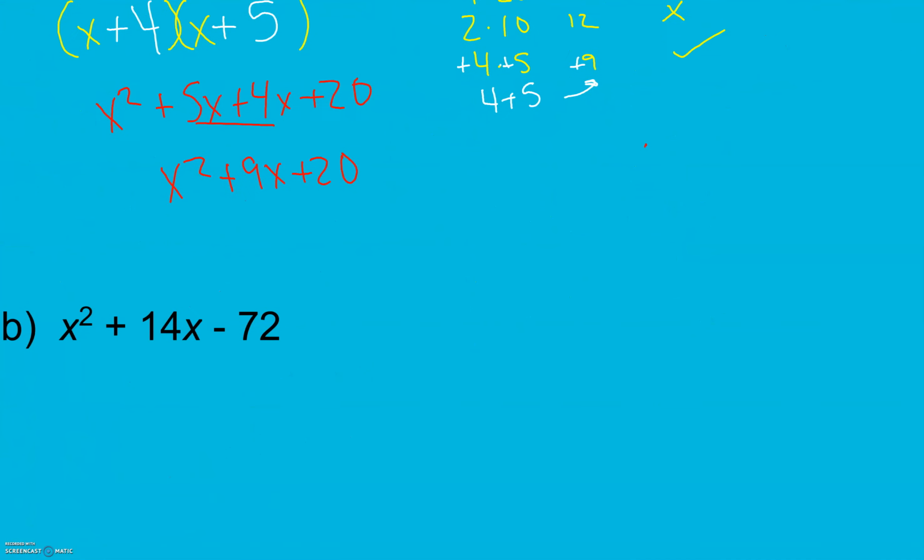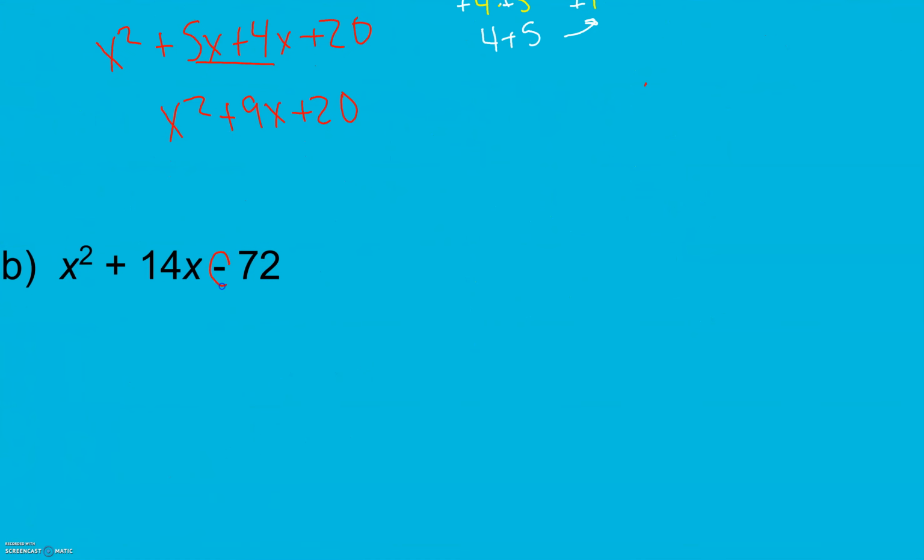Same idea here. The only difference is we have a negative. So we're going to multiply to 72 still, and we're going to subtract to 14, because the only way we multiply to a negative number is if one of our numbers is negative. So if one of our numbers is positive and one is negative, we subtract our values, give the sign to the bigger number. So to multiply to x squared is still x times x.